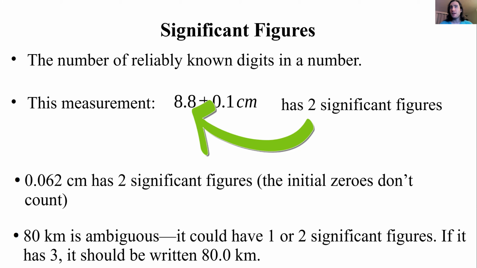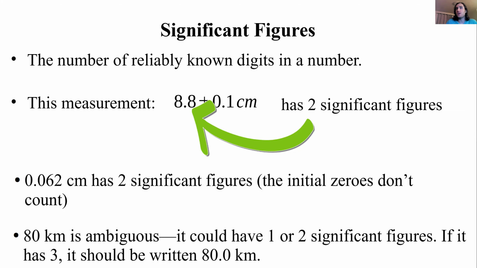Now, there is a caveat here to this statement, and that is that every pure number has an infinite number of significant figures. If I just state the number 1, and 1 is not a measurement of something, it's just a number, well, 1 is exactly 1. And so 1 has an infinite number of significant figures, right? So 1.000000 on to infinity. It's still just 1. So that's the caveat there to this 80 kilometers here. We might mean exactly 80 kilometers.